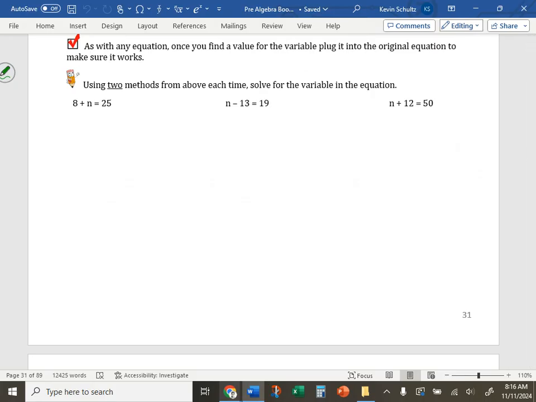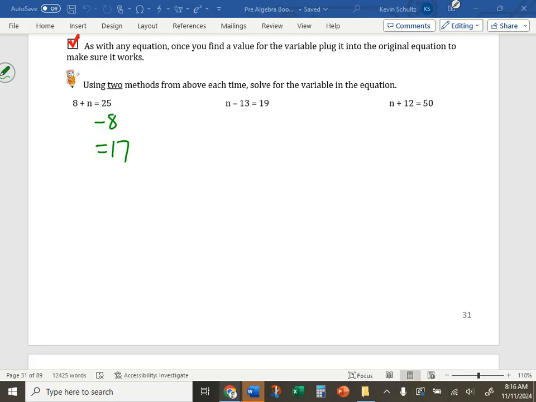8 plus n equals 25. What are we going to have to do to this left side of the equation to get n by itself? Marina? I just have the answer. What is it? 17. And how'd you get there? I did 25 minus 8. Okay, Marina did 25 minus 8 to get 17. Why subtract 8?